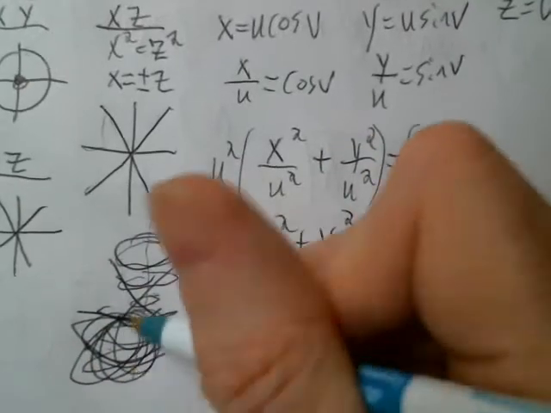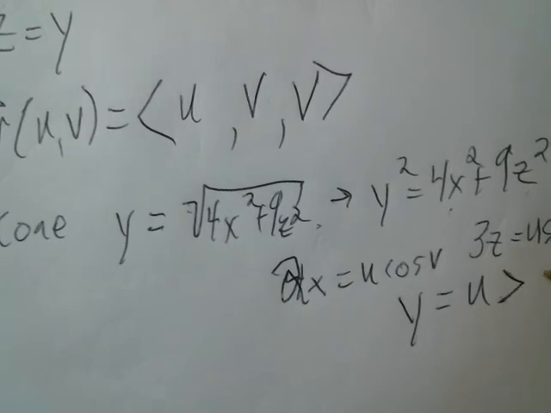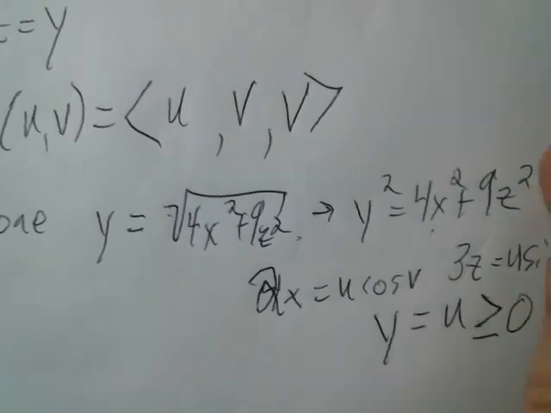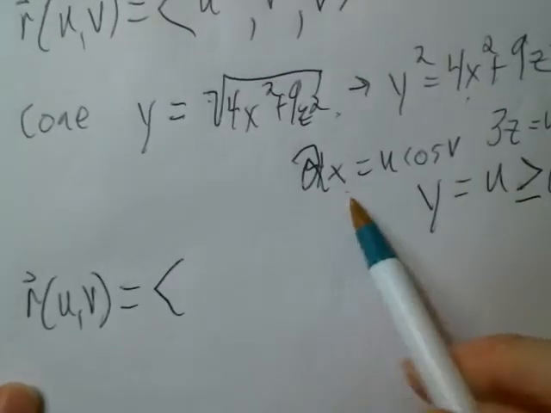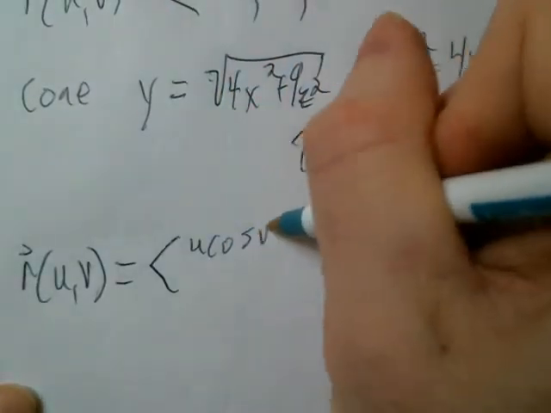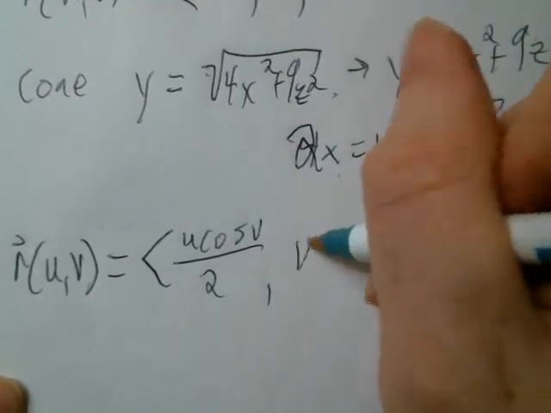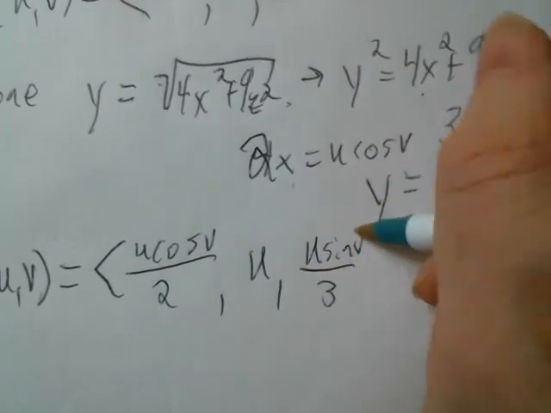So you're excluding the bottom part, and you can deal with that by restricting the u values to be positive, or if you did it the other way around, the v values to be positive. So I'll just say this has to be greater than or equal to 0, and that should do it. My vector valued function: I have to divide both sides by 2, so you get u cosine v over 2, then u, and then u sine v over 3.